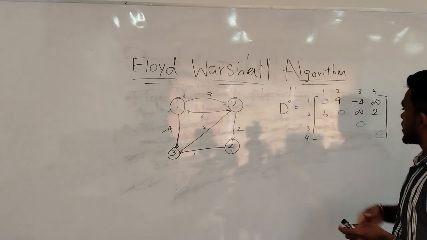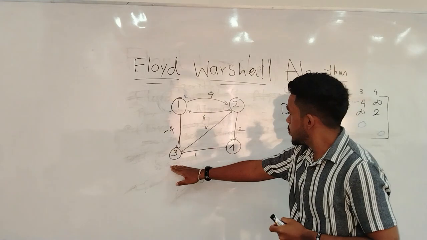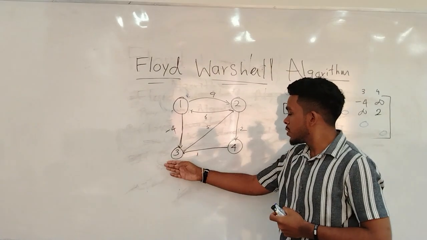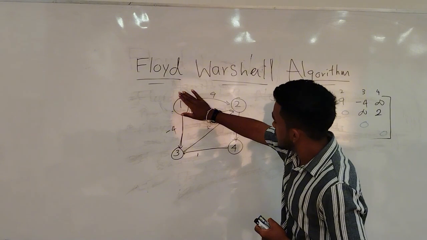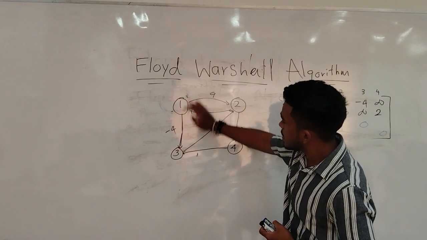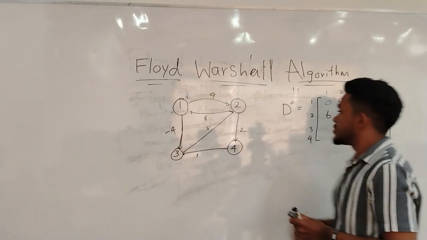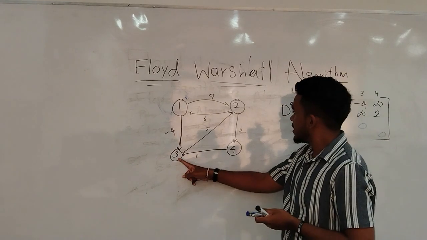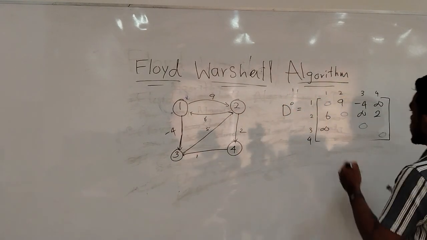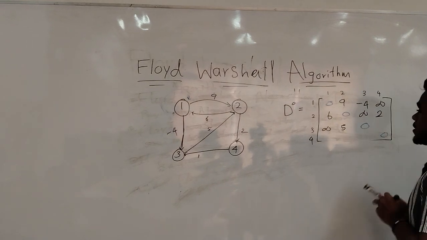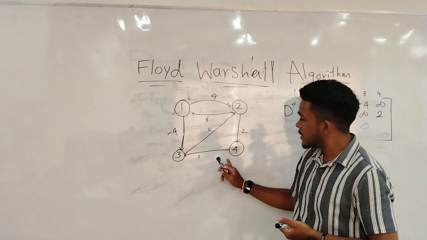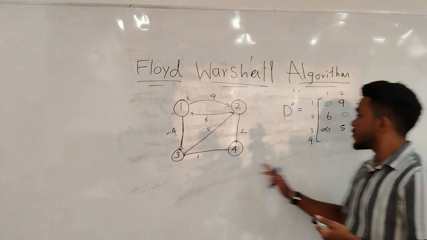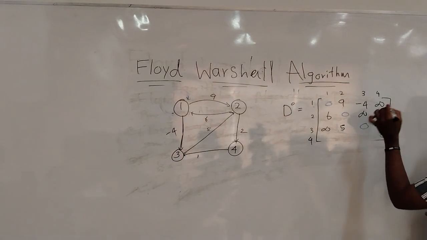Then for the third vertex, from 3 to 1 there is no directed path, but from 1 to 3 there is a path. So there is no path from 3 to 1, we mark it as infinity. From 3 to 2 there is a direct path, so we mark it as 5. Then 3 to 4, there is no direct path, though we have a path from 4 to 3. Then we mark it as infinity.